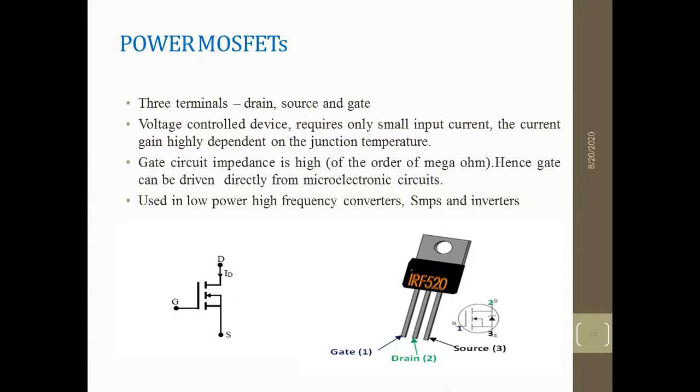Here it requires only a small input current, and the switching speed is very high, with switching times of the order of nanoseconds. Therefore, it has increasing applications in low power high frequency converters. Why? Because the switching times are of nanoseconds and the switching speed is very high. Due to these two advantages, we use it in low power high frequency converters.